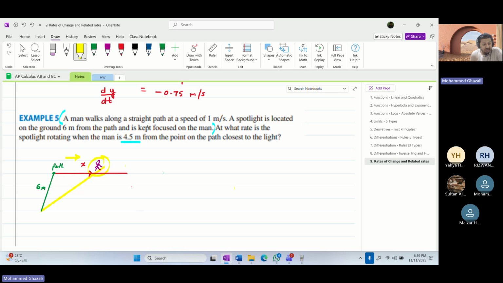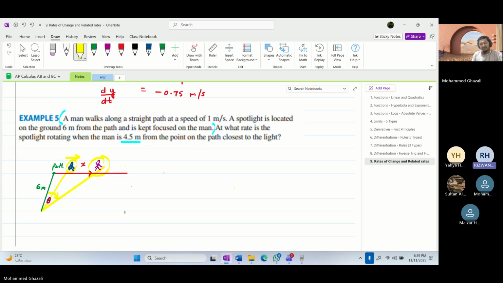Now, obviously, we can call this distance x, right? We can call this 6, and we got a theta angle over here. At what rate is the spotlight rotating? So obviously, if this man was here, the spotlight would have been like this on him, okay? So now you can see the spotlight is rotating as he's moving away from the path. The angle is getting bigger and bigger. So that's the rate of change we want to find. Are we good, guys?